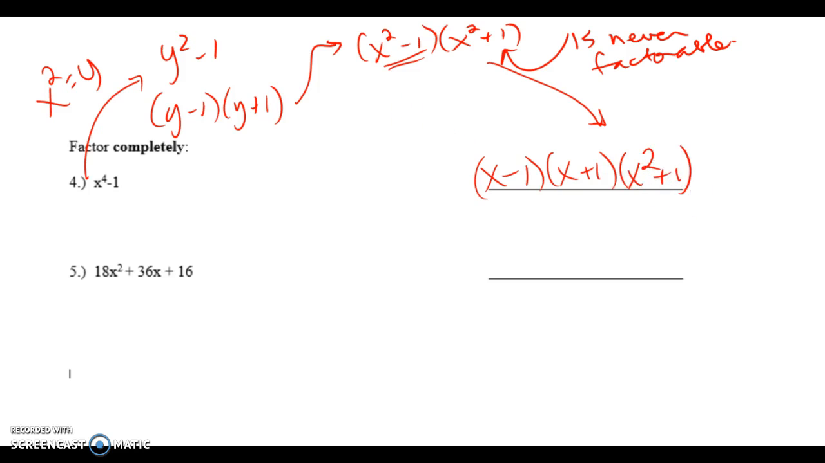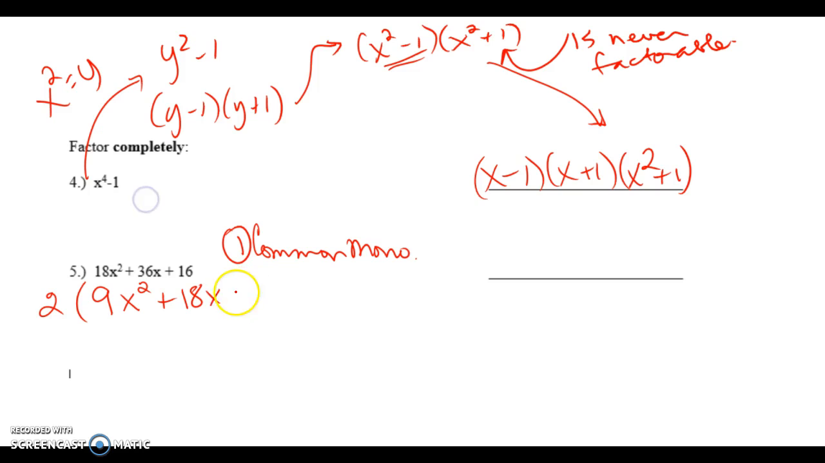All right, this next one I want to factor completely. The first thing I do every single time, folks, we said, what's our go-to? Factor out any common monomials, right? So I look at this. I think all I can do is take out a 2 right now. Let's try that. 9x squared plus 18x plus 8. All right, I can't take a 4 out.